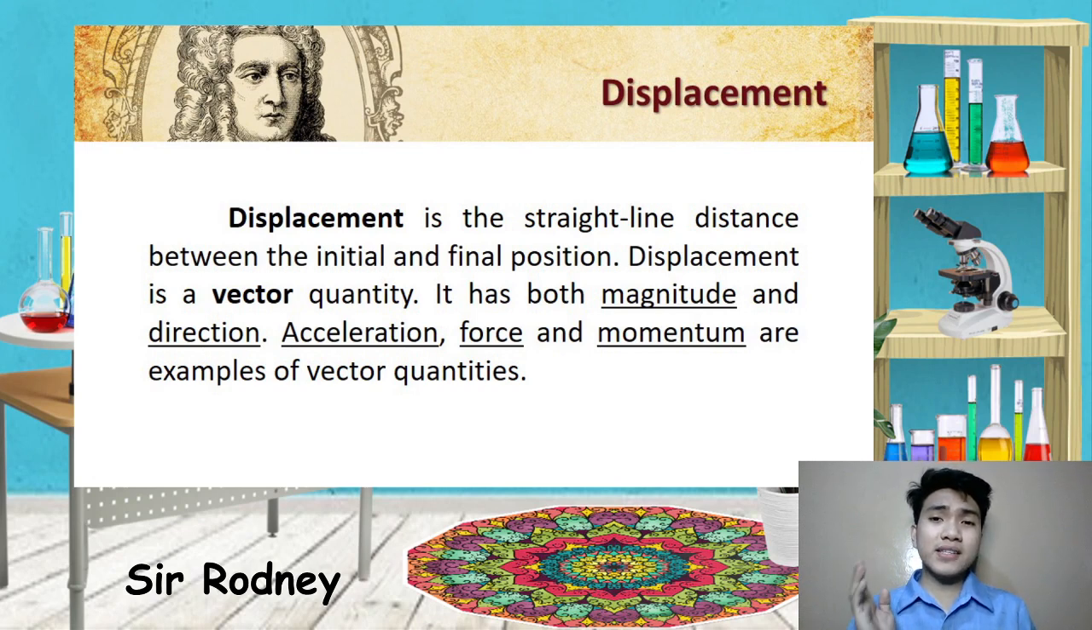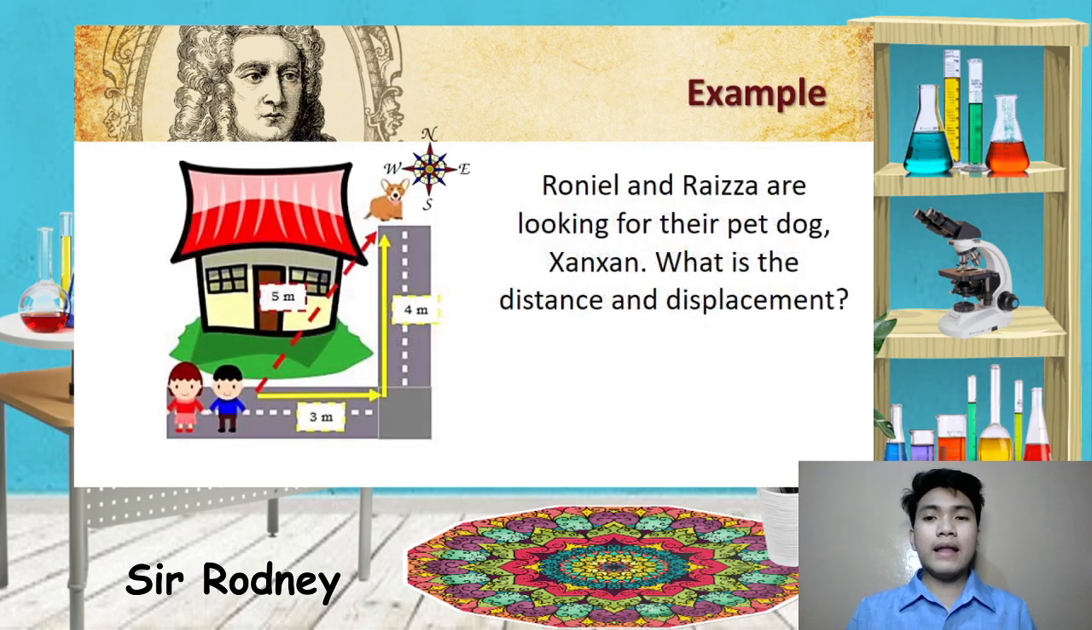If distance is a scalar quantity, displacement is a vector quantity. What does vector mean? A vector is a quantity that has both magnitude and direction. Acceleration, force, and momentum are examples of vector quantities. Let's take a look at this example.